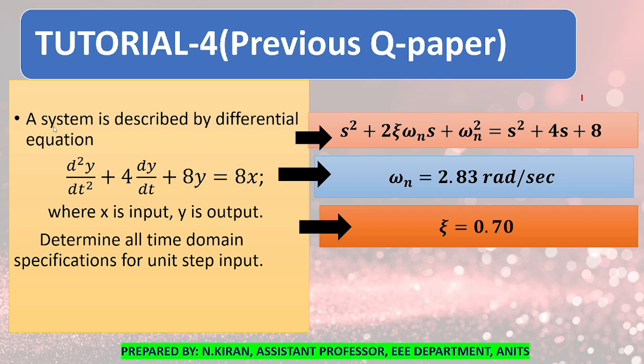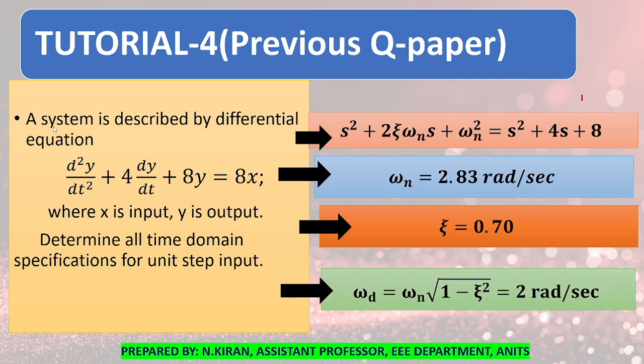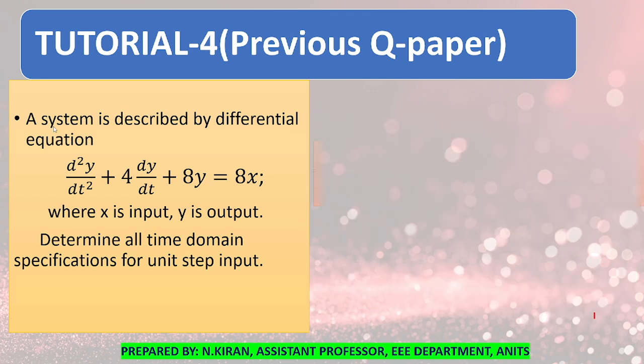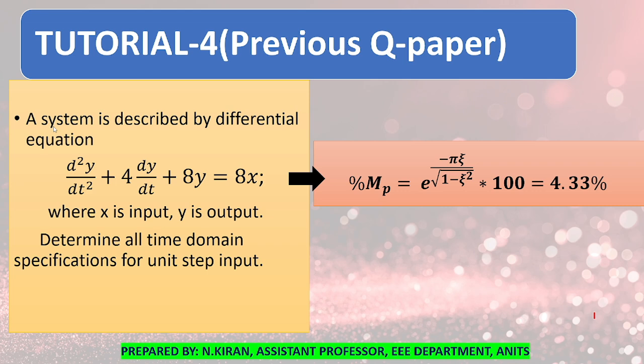Now we know the formula for all the time domain specifications, we just need to substitute in the respective formula. So omega d is nothing but omega n into root over 1 minus zeta square. We know the value of omega n and zeta, that will give upon substitution 2 radians per second. So percentage MP, we all know the formula, it is e power minus pi zeta by root over 1 minus zeta square into 100. On substitution of zeta value, that will give me percentage MP as 4.33%.